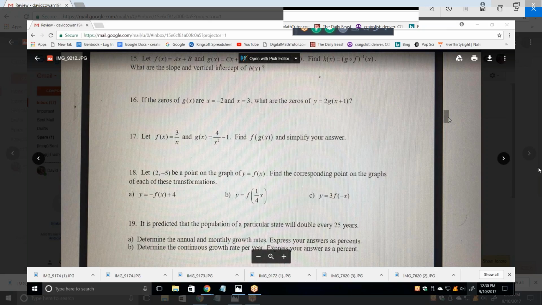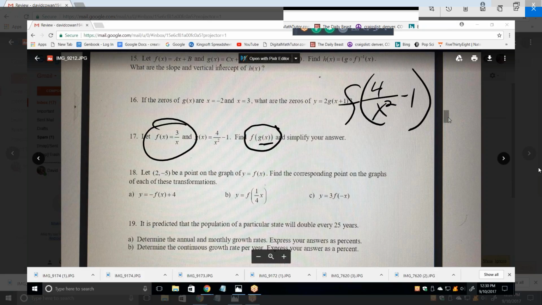So, what's g of x? This is the way you always start these: you start by filling in g of x. What's g of x? 4 over x squared minus 1. Okay, so that's what we're looking for. We're looking for f of 4 over x squared minus 1. Now let's go to the f function. What is that equal to?